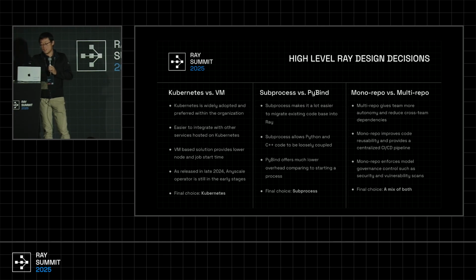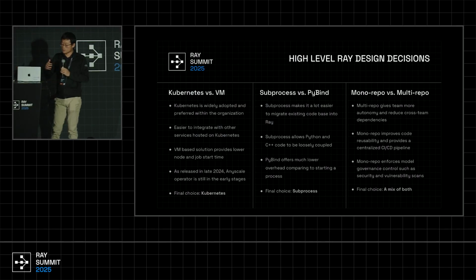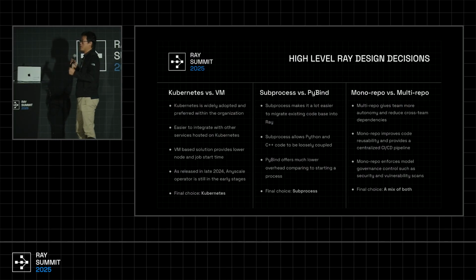So before we get into the actual solution, there are some high-level design decisions that we have to make, mostly driven by the problems that we mentioned, and those had to be made at the beginning. There are three major decisions that I'm going to cover today. The first one is Kubernetes versus VM.